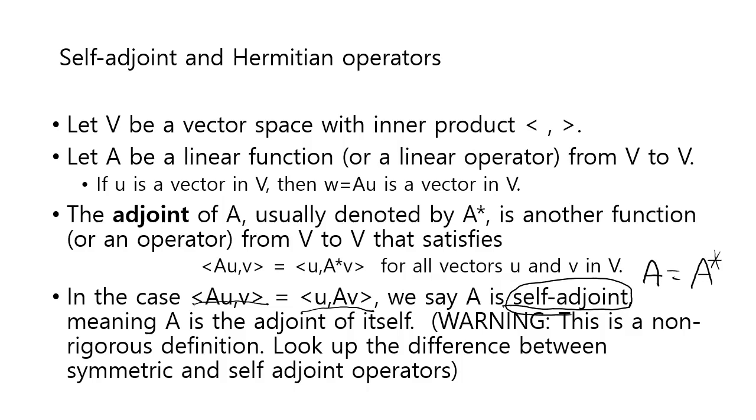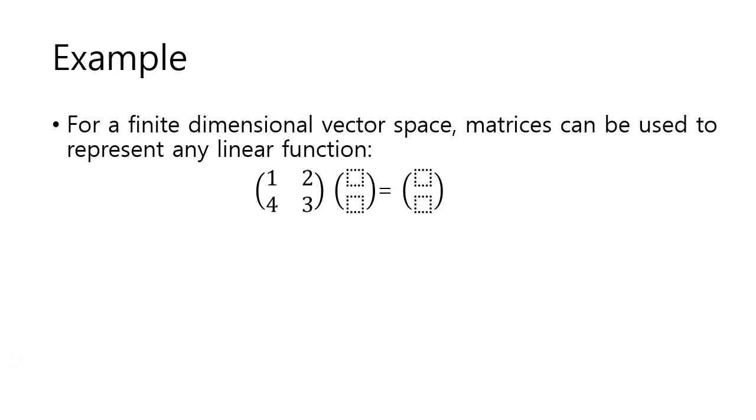This is the warning I wanted to give. In functional analysis in mathematics, where they deal with infinite dimensional vector spaces, where the vector spaces are usually function spaces, the notion of self-adjoint has to do with the domain of A being complete or with boundedness. This is much more involved, so I do not intend to explain this one. Alright, so let's think about some examples.